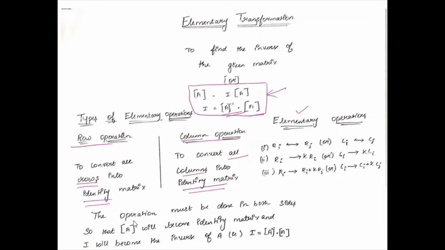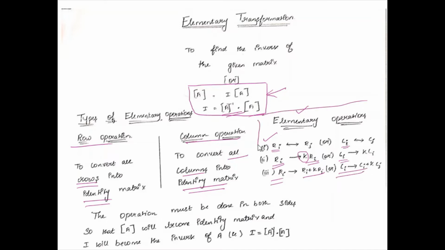First, Ri implies Rj or Ci implies Cj. Here R and C refer to row and column, and i and j refer to the specific element in the row or column. Second, Ri implies K into Ri or Ci implies K into Ci. Here K refers to the constant number, that is any value. Third, Ri implies Ri plus K Rj and Ci implies Ci plus K Cj.